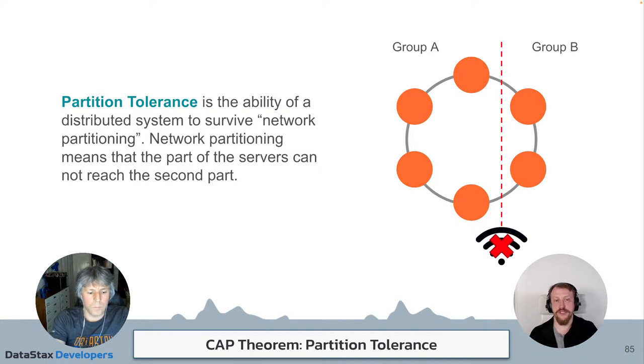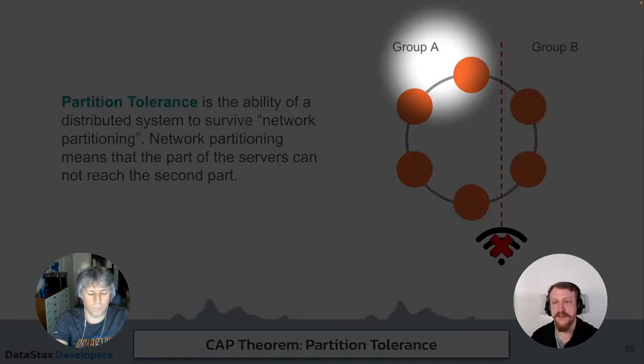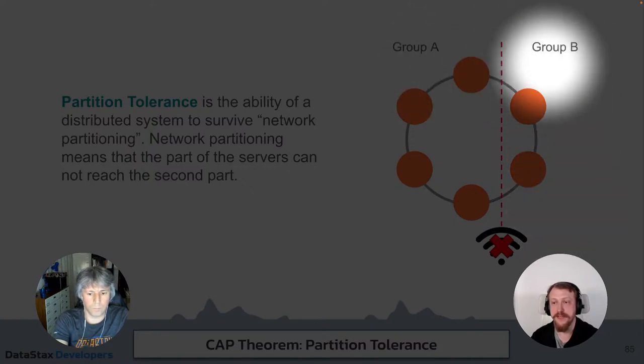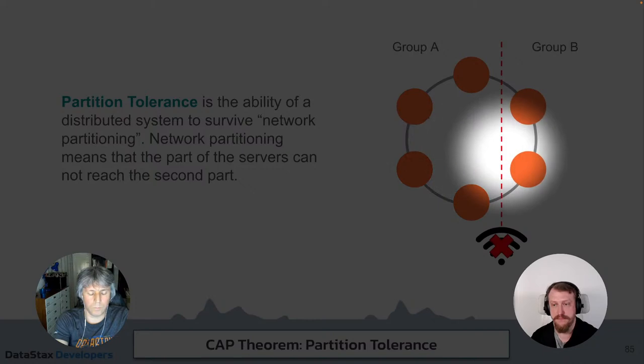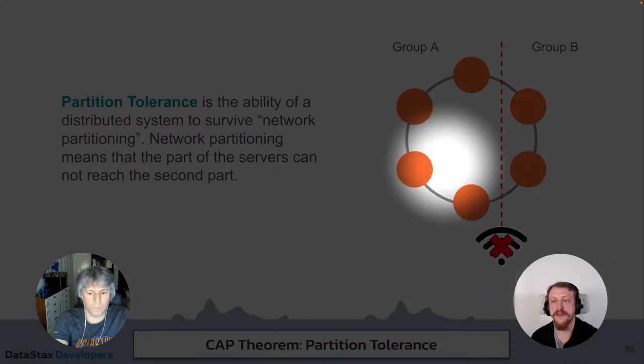But the idea of partitioning is simple. There is a group of your servers in a data center that are up and available to customers, but they cannot access the second part of your servers in the data center. And there is a second group of servers in your data center that are up, running, and available to customers, but cannot be accessed by Group A and cannot access Group A, like right here. Group A, up, running, available. Group B, up, running, available. They cannot communicate in between, but customers can communicate with Group A or Group B.